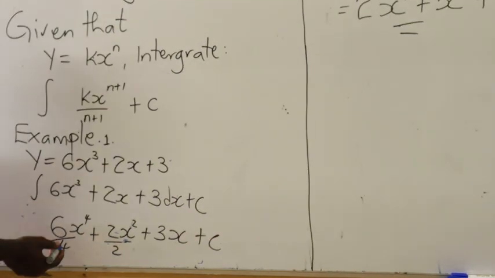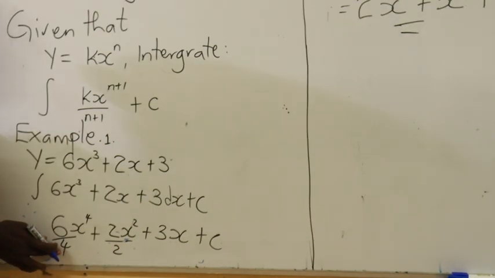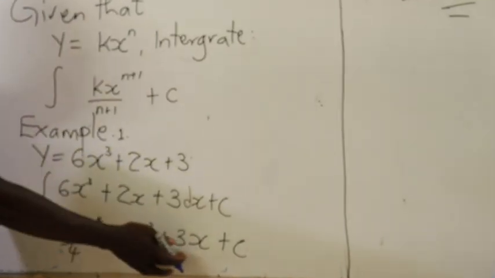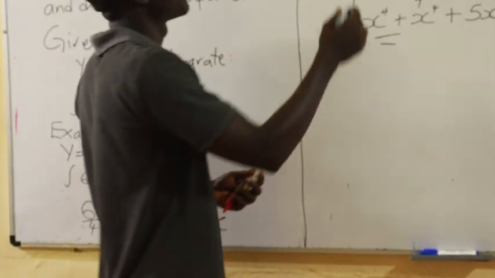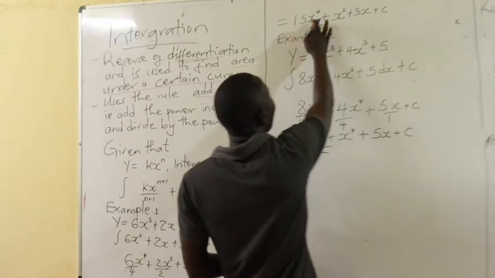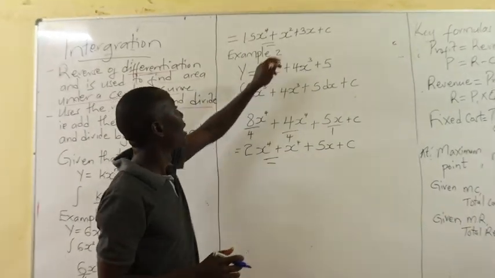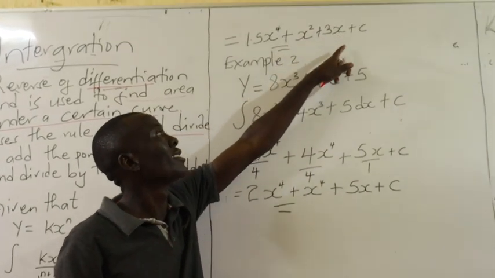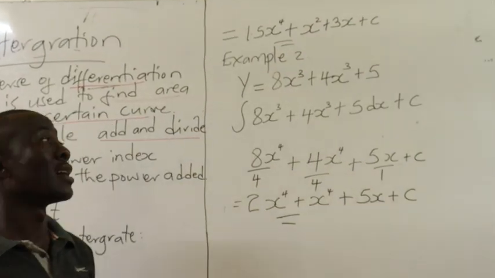And therefore, we divide 6 by 4, and 2x squared by 2, so that our final answer becomes 1.5x raised to 4 plus x squared plus 3x plus c. You must show that particular constant.